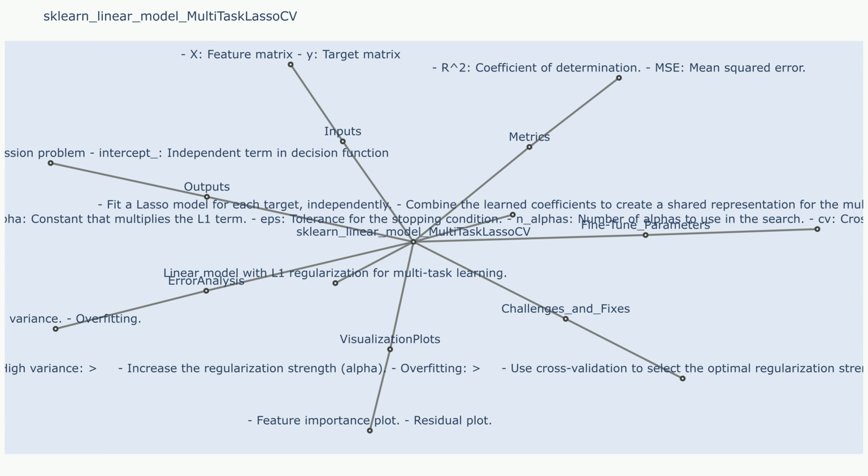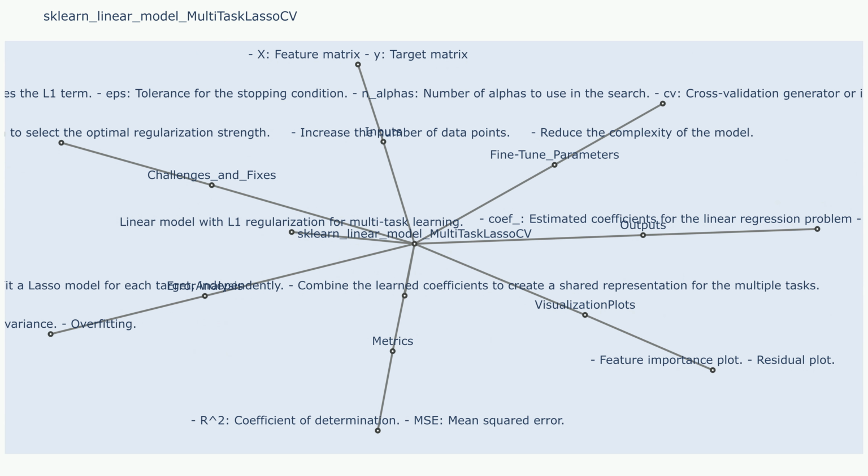Outputs: coef, a 2D array containing the coefficients of the learned model. The shape is n_features, n_tasks. Intercept, a 1D array containing the intercepts of the learned model. The shape is n_tasks.